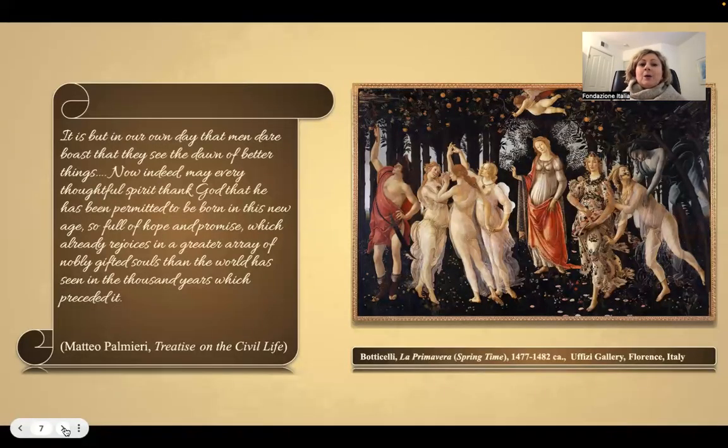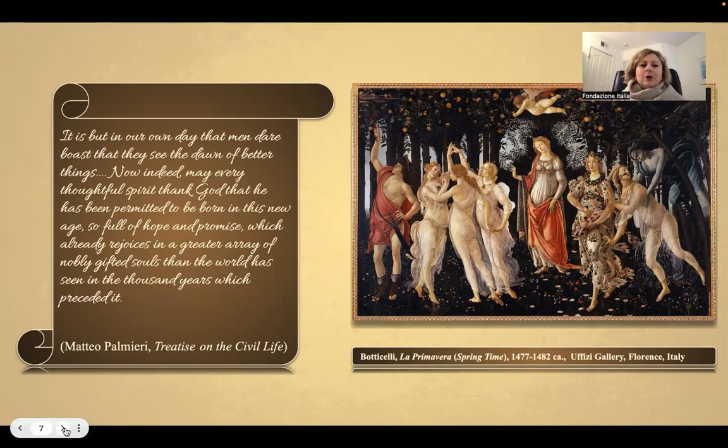It is but in our own day that men boast that they see the dawn of better things. Now indeed may every thoughtful spirit thank God that he has been permitted to be born in this new age, so full of hope and promise, which already rejoices in a greater array of nobly gifted souls than the world has seen in the 1,000 years which preceded it.